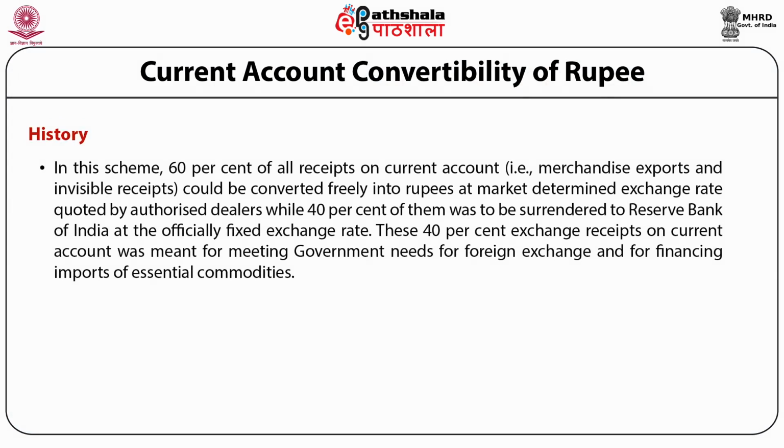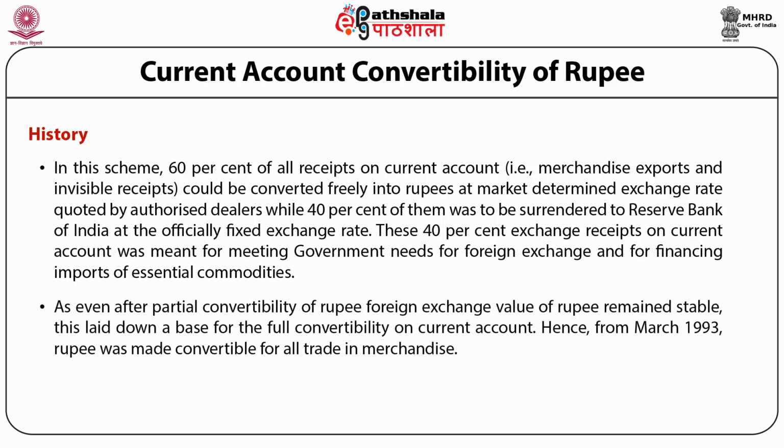In this scheme, 60% of all receipts on current account, that is the merchandise exports and invisible receipts, could be converted freely into rupees at the market determined exchange rate quoted by the authorized dealers, while 40% of them were to be surrendered to RBI, that is Reserve Bank of India, at the officially fixed exchange rate. This 40% exchange receipt on current account was meant for meeting government needs for foreign exchange and for financing imports of essential commodities.